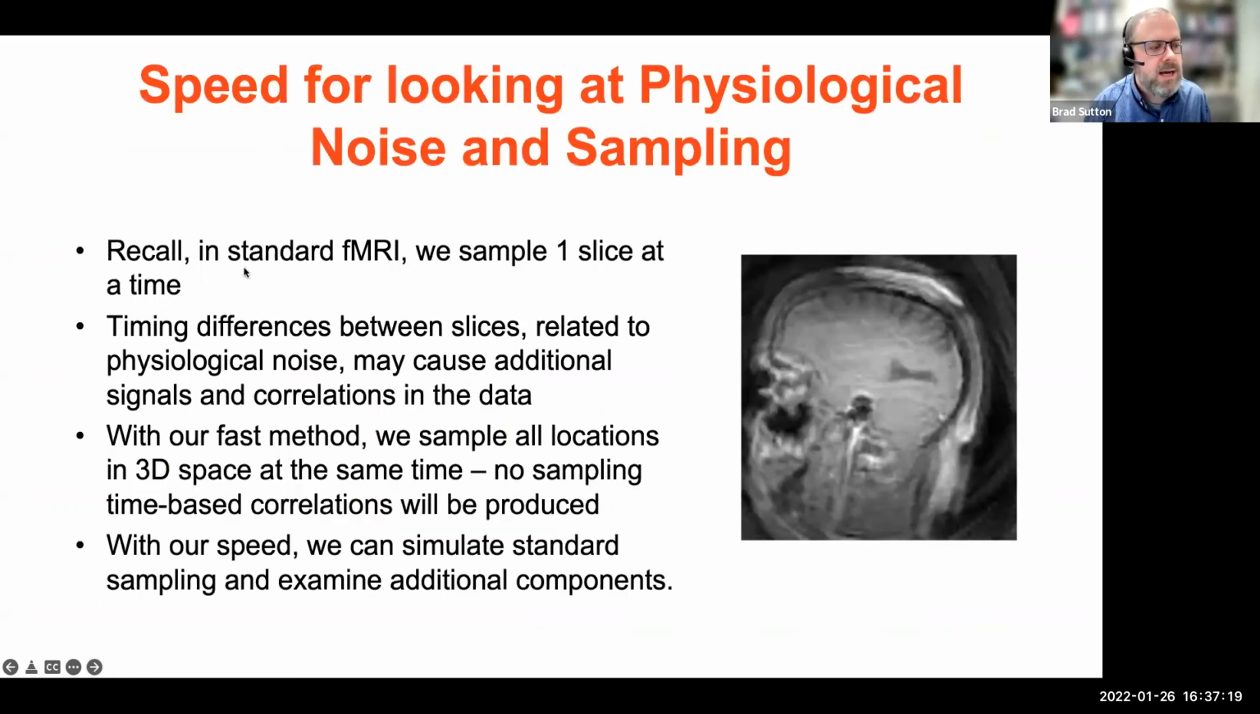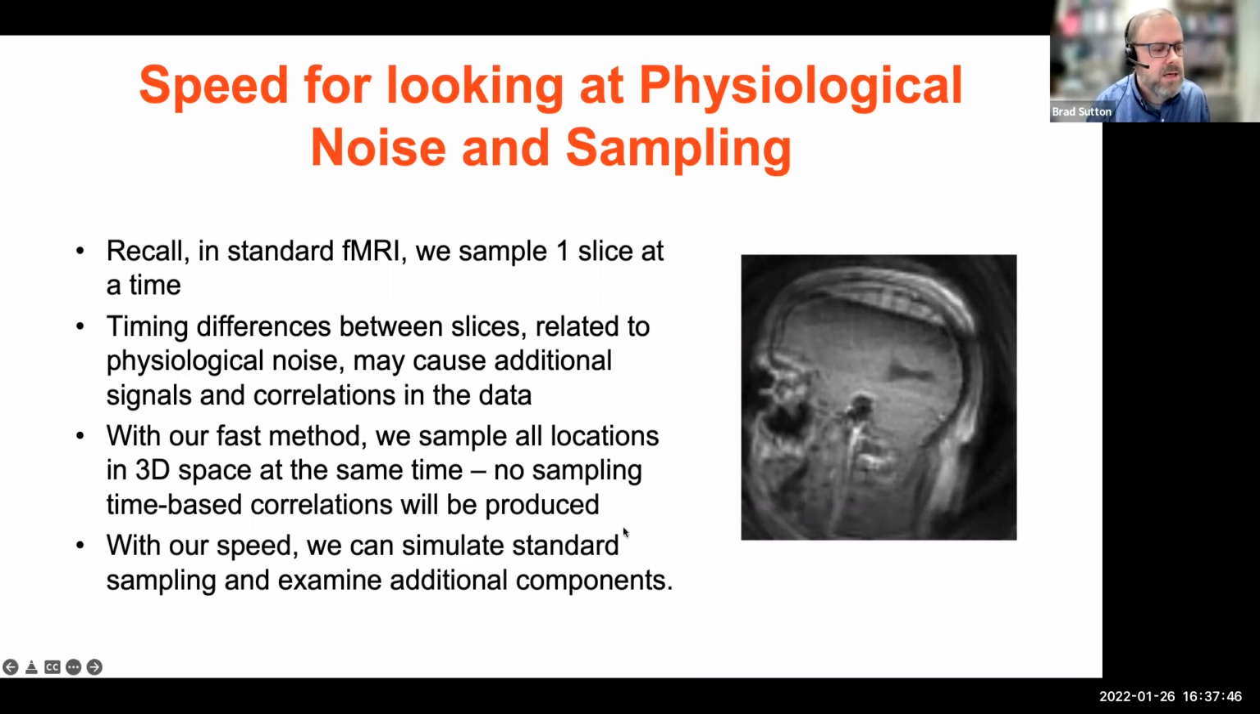So we're going to fix this issue that in standard fMRI, we're acquiring 1 slice at a time. It takes about 1.5 seconds to get all the way through, and timing differences between the slices may cause some signals and correlations in the data to occur. So what we're going to do is acquire the whole 3D volume very fast, with a 60 millisecond TR, and then we're going to be able to go back and simulate what a normal fMRI acquisition might look like from these.